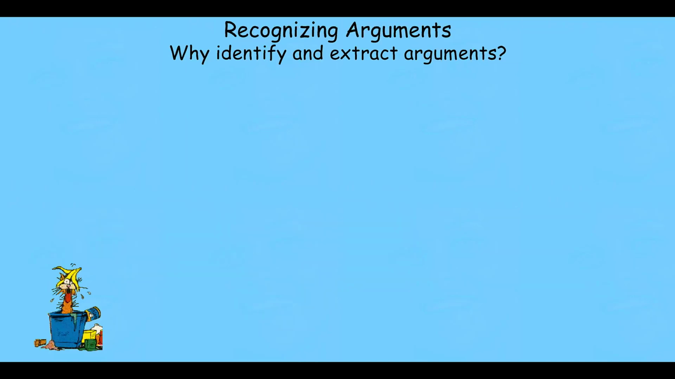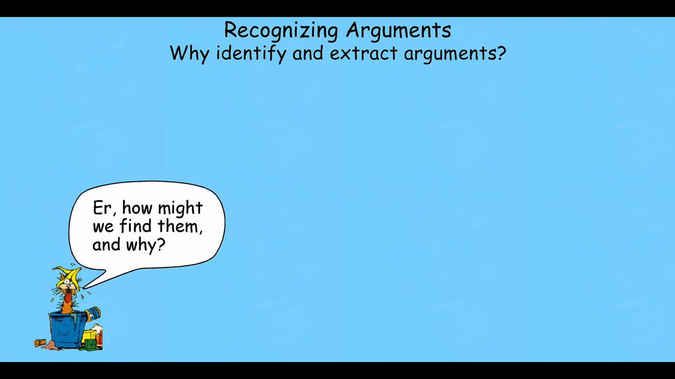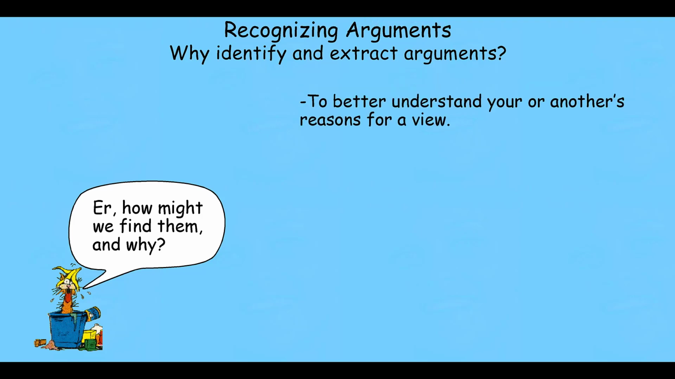So we want to start this section by talking about why it is that being able to identify and extract an argument is such an important skill for someone to have and to develop in the context of this course and in the context of their university education. So one important reason why we want to be able to identify and extract arguments is because doing so helps us to better understand our own views and helps us to better understand the views of other people, and therefore greatly facilitates both our own self-understanding but also our constructive interactions with other individuals.